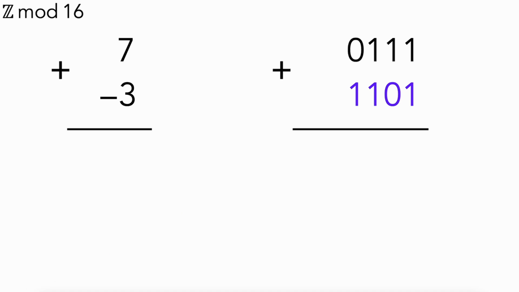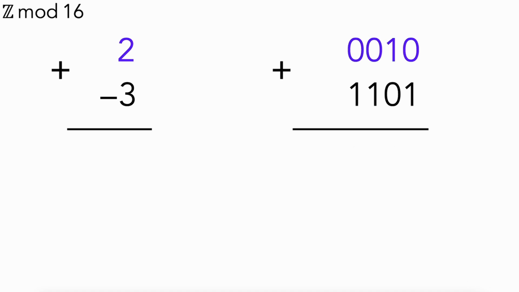Now, if you interpret these bits literally, this is the number 13. Why are we adding 13? Well, 13 and negative 3 are congruent modulo 16. And remember, congruence means that these numbers act like the same number. So adding 13 is indistinguishable from adding negative 3. If we do the addition, we end up with 4. And yes, 7 minus 3 is indeed 4.